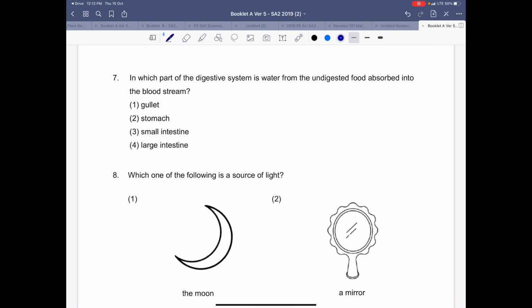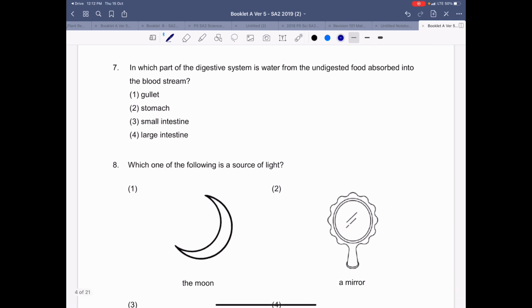Next, which part of the digestive system is water from undigested food absorbed into the bloodstream? Large intestine. Okay, very straightforward. So you need to memorize what is the function. I'm not even going to go through this because in paper 1, I've already gone through all the functions of the different parts. Okay, we move a little bit faster.